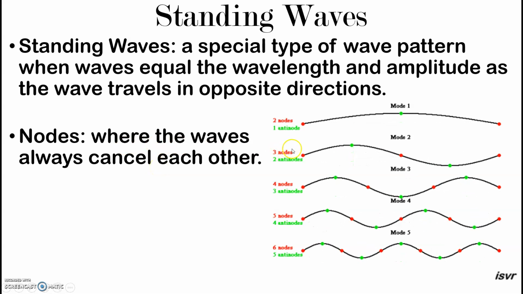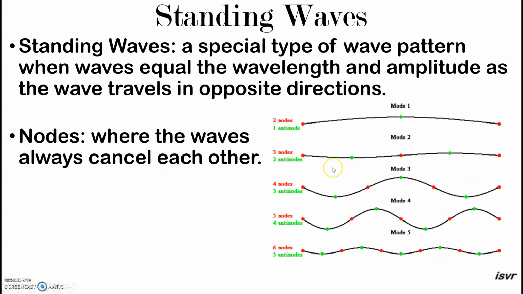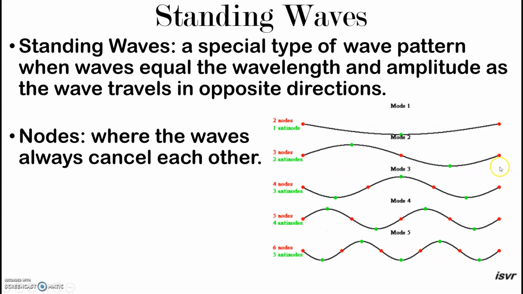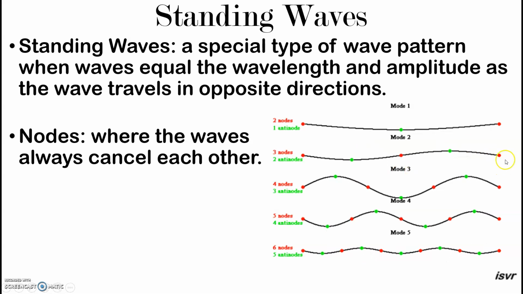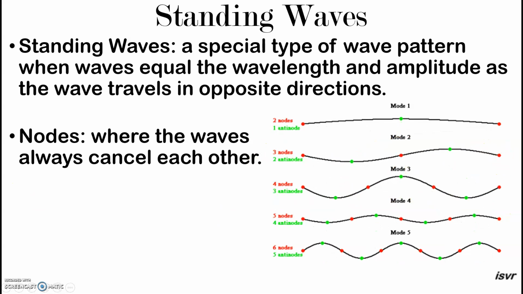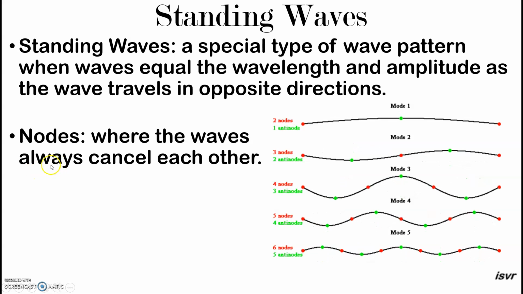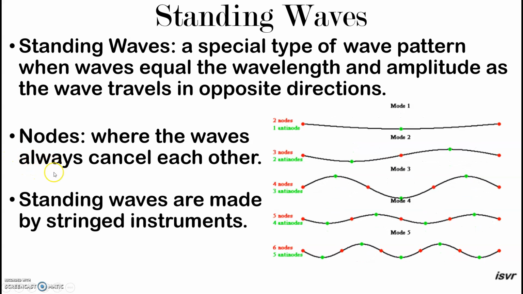And a node, we call those nodes, is where the waves always cancel each other out. Right? So there's no constant ripple along this rope anymore. It's a rhythmic pattern. Right? And we would do this in class. We got some rope and some stuff like that where we would practice doing standing waves.